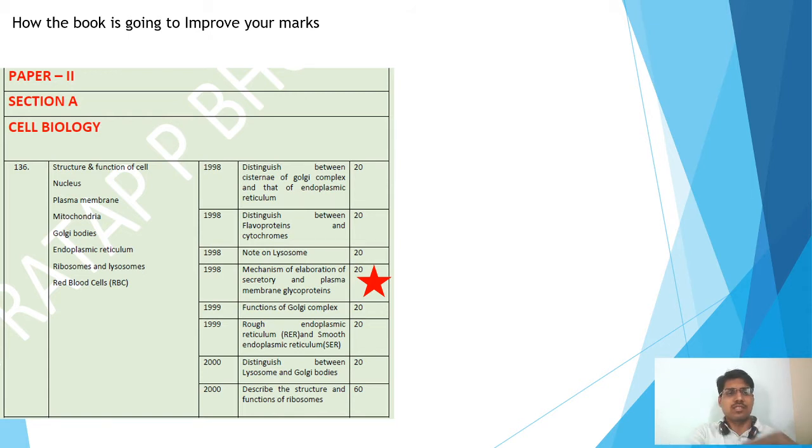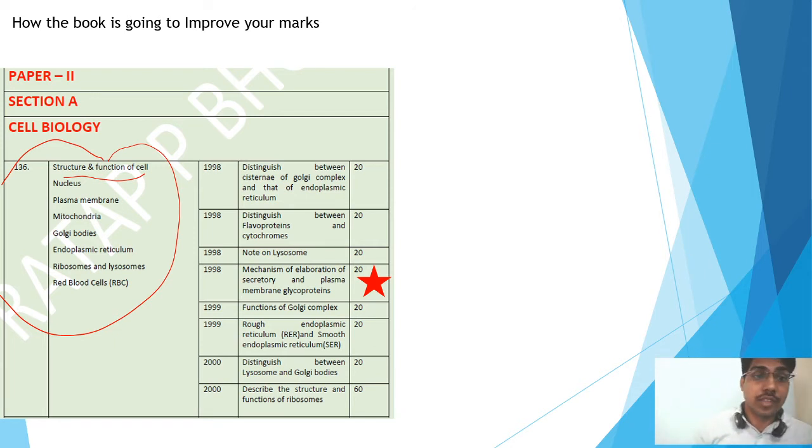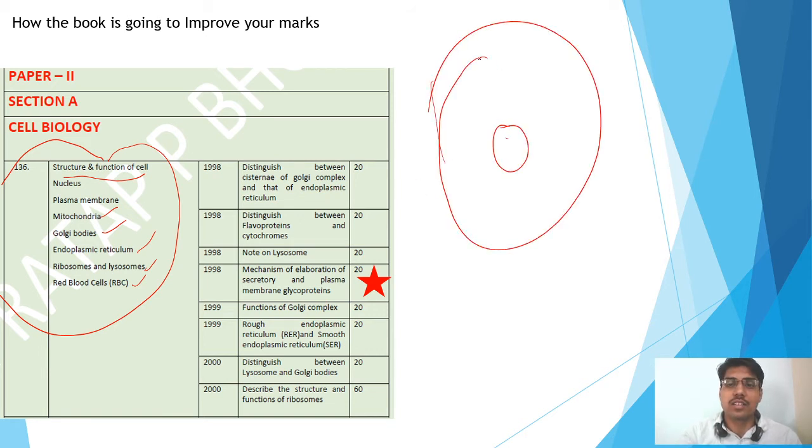Okay. So first of all, this is the syllabus point given. Structure and function of cell. In that they have given nucleus, plasma membrane, mitochondria, Golgi bodies, endoplasmic reticulum, ribosome, lysosome, and others. Now, what we expect is that the questions the UPSC might ask should be based only on the structure of how the cell is, right? We expect the questions on those points only. Okay, but that is not the case.